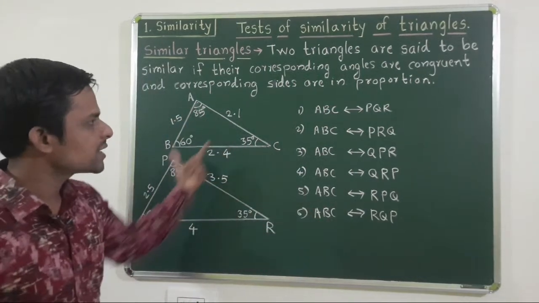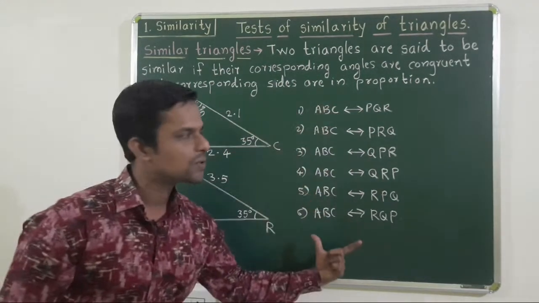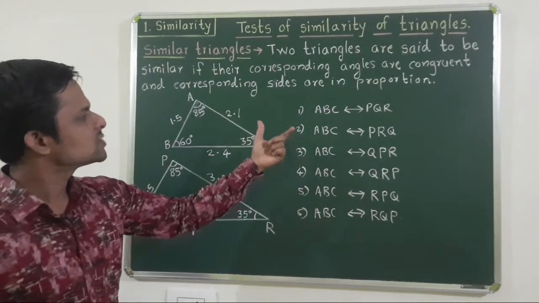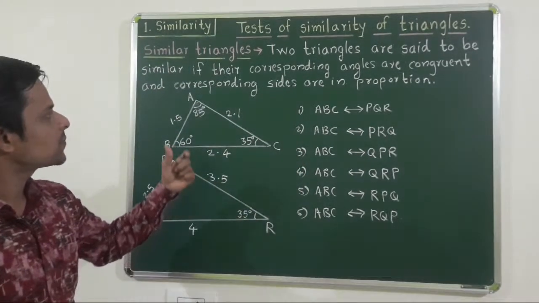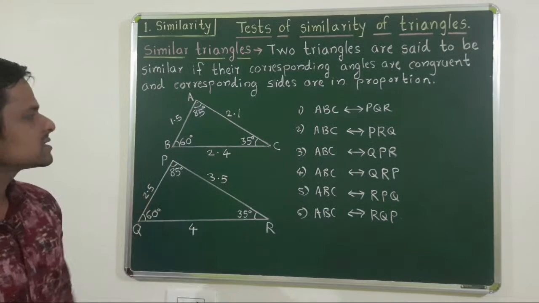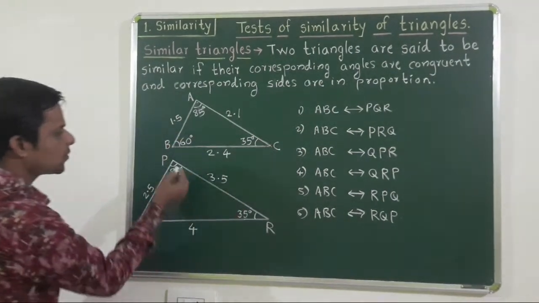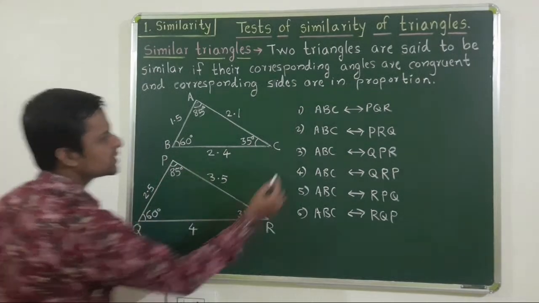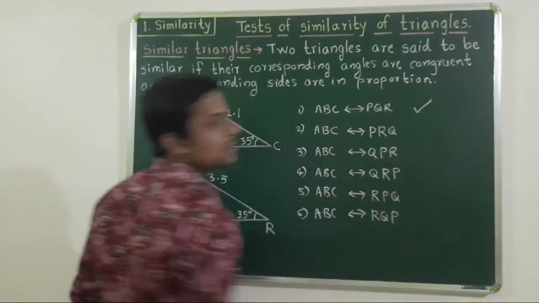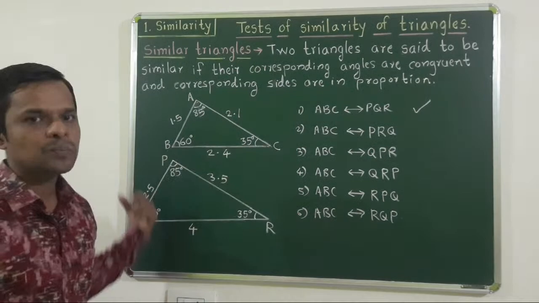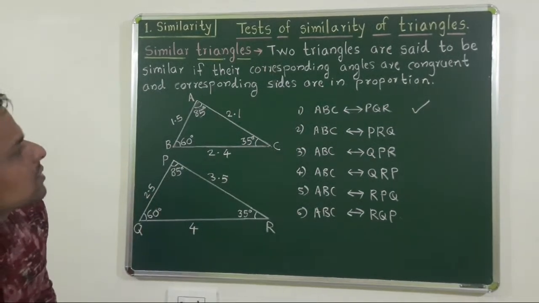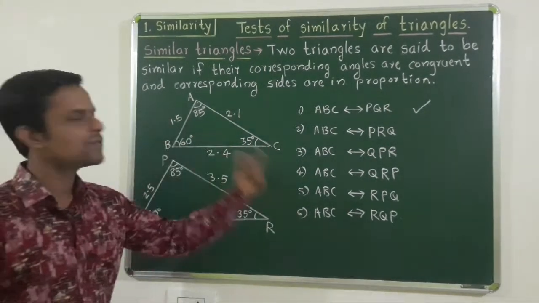But for these two triangles, out of these 6 correspondences, there is only one correspondence for which these two triangles are similar, and that is nothing but ABC corresponds to PQR, that is this one. This is the meaning of correspondence between vertices.